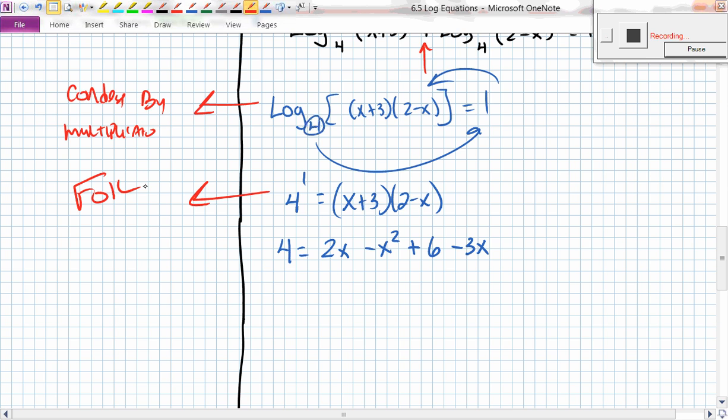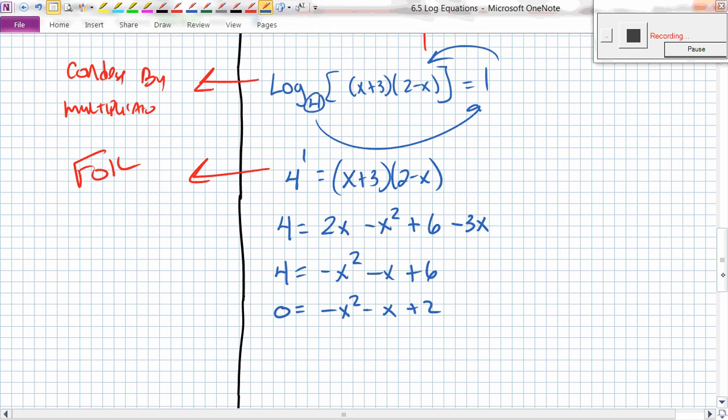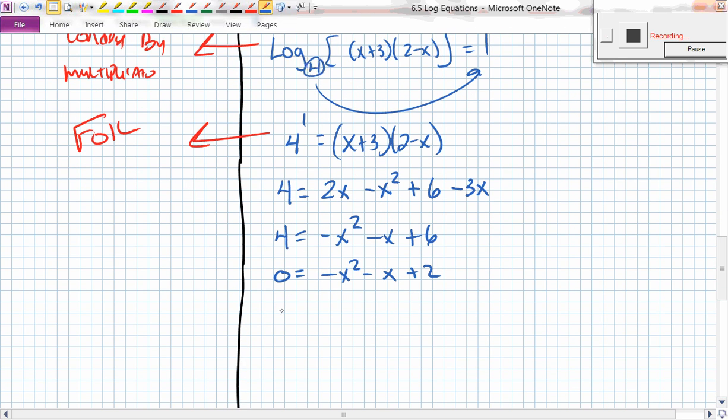All right. Then I'm going to combine like terms here. So I get 4 is equal to, let's see here, negative x squared minus x plus 6? Cool with that part? All right, good. Now 0 will be negative x squared minus x plus 2. What did I do? I subtracted the 4. Now, watch this trick. 0 equals x squared plus x minus 2.